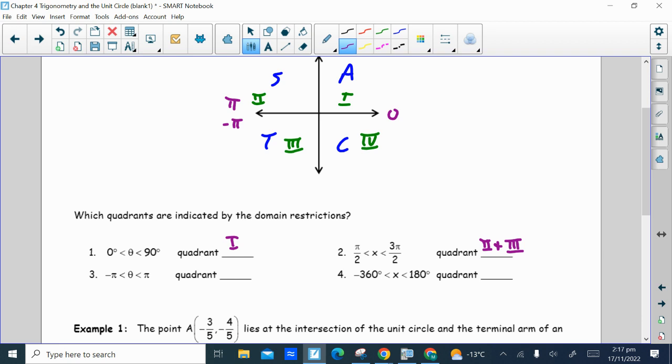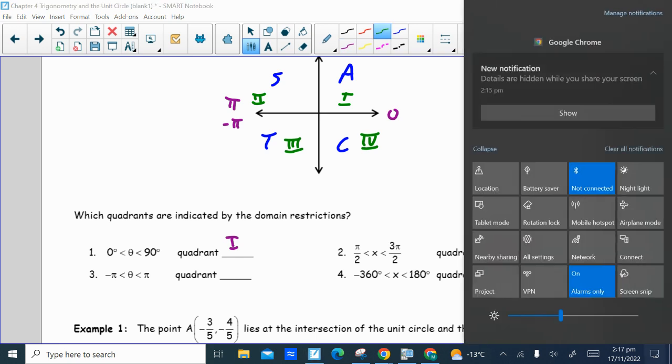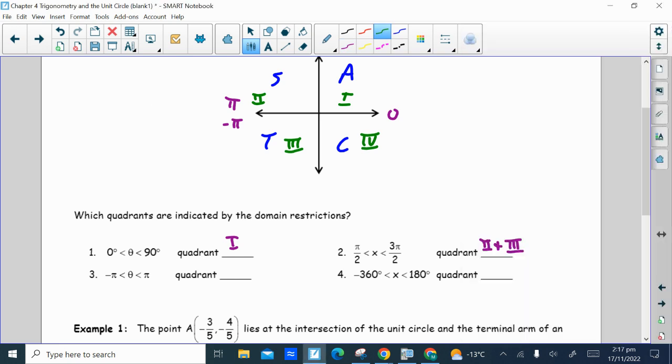And so you're going to go through all four quadrants from negative pi to positive pi. If we list them in order from first quadrant to last quadrant, we would start at quadrant 3, we would move to quadrant 4, then quadrant 1, then quadrant 2. Going from negative pi to positive pi, we go through all four quadrants in that order.